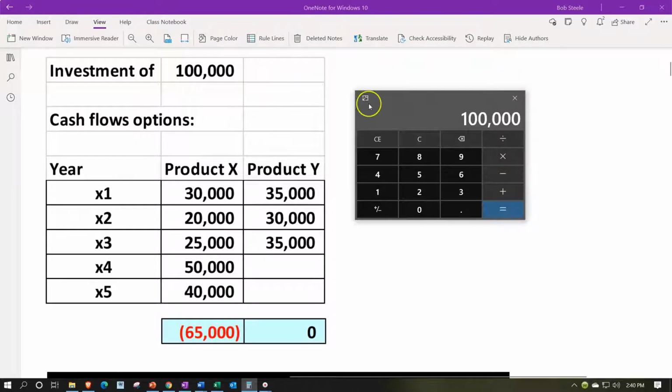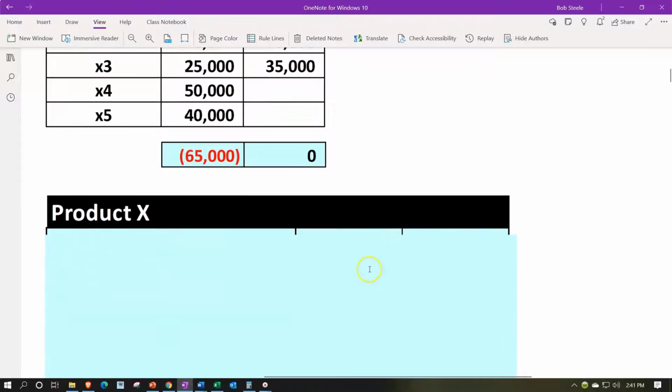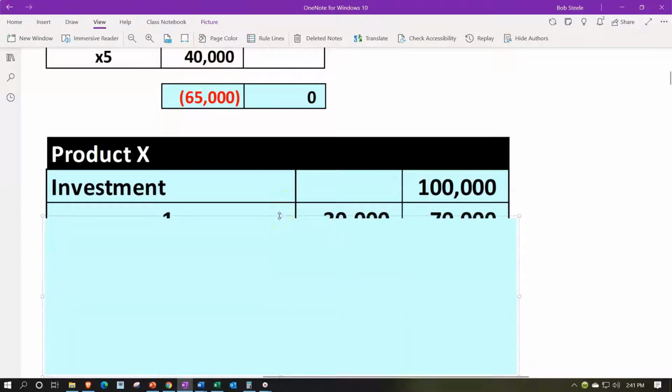And so let's compare these two with basically the payback period calculation here, and then consider that we would want to also be looking at some other calculations such as net present value, internal rate of return, time value of money calculations, which we'll talk about in future presentations. So let's take a look at product X. We're going to say that we have the initial investment.